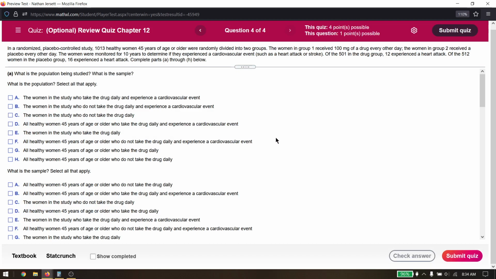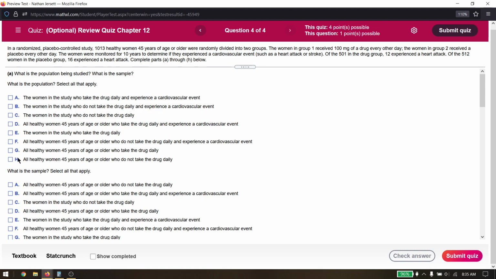All right, in a randomized placebo-controlled study, 1,013 healthy women, 45 years of age or older, were randomly divided into two groups. Group one received a drug, group two received a placebo. In other words, they did not receive a drug. A placebo has no effect on a person. Women were monitored for 10 years for a cardiovascular event. In group one, 12 experienced a heart attack, and in group two, 16 experienced a heart attack.